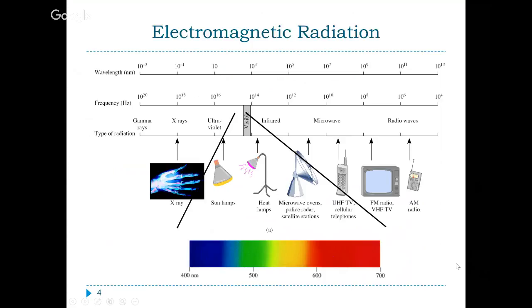Then we get into the visible region, and then our lower energy waves. So infrared, microwaves, cell phone waves, radio waves, those are all much lower energy, because we can see here we have a large wavelength and a low frequency, versus over here we have a really short wavelength but an extremely high frequency. Keeping in mind that this times this has to equal the speed of light, respectively.